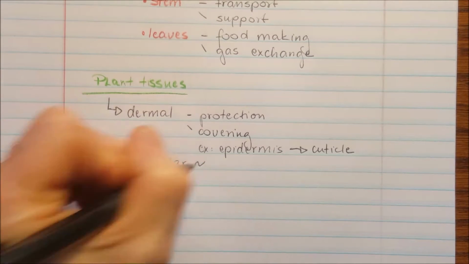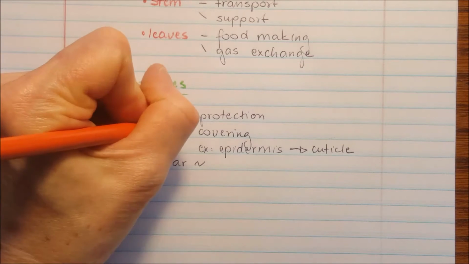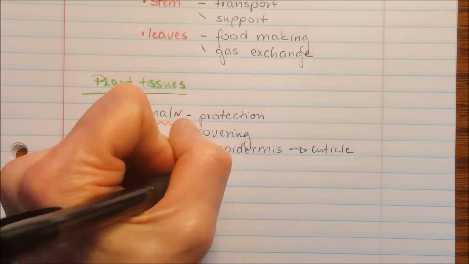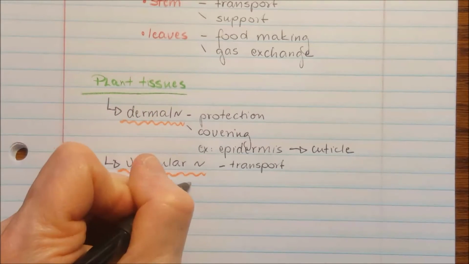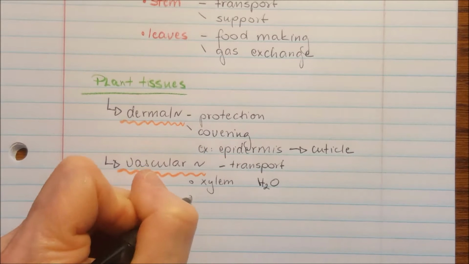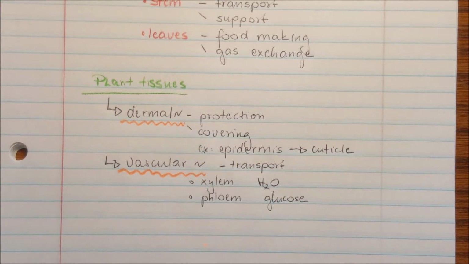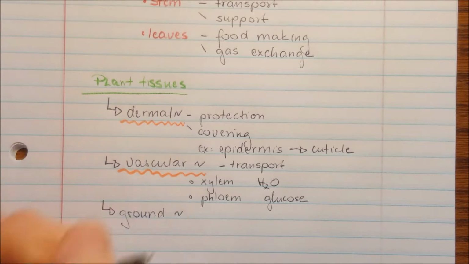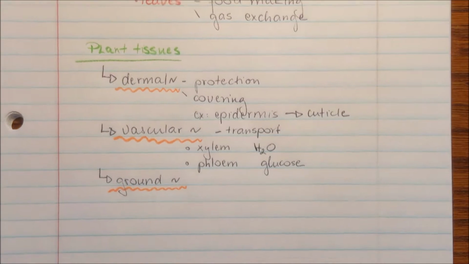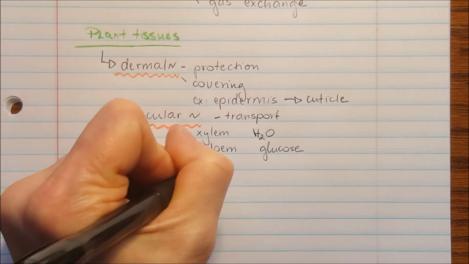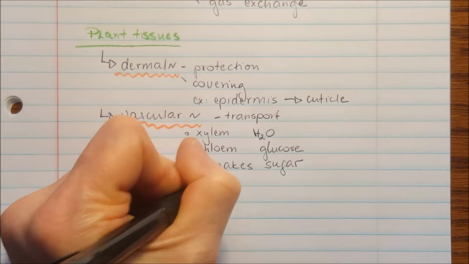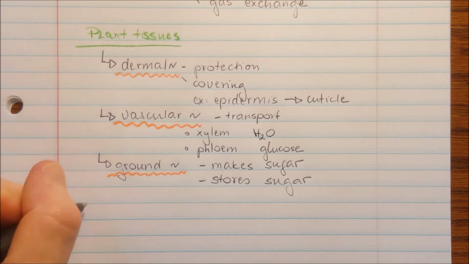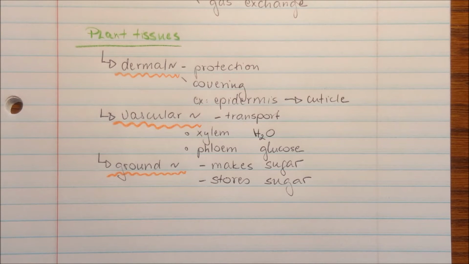An example is the epidermis. The other tissue is the vascular tissue, which is responsible for transporting materials, water and nutrients throughout the plant, as well as sugar. The xylem carries the water, nutrients and minerals, and the phloem carries the glucose. The ground tissue is the third type of plant tissue that makes the sugar, like the palisade mesophyll, as well as the spongy mesophyll, and also stores sugar, for example, in the stem.